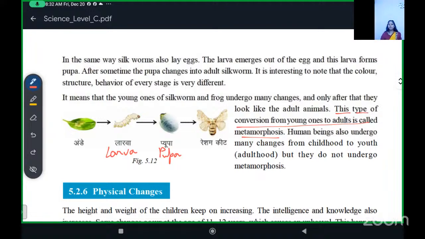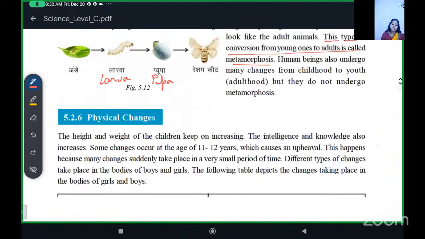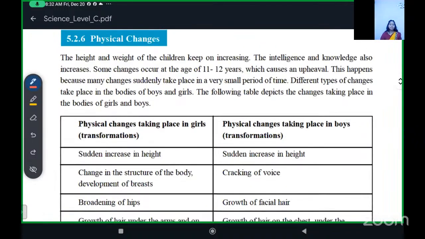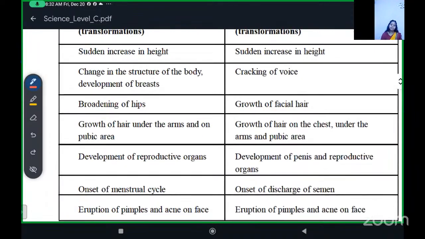But we don't have metamorphosis, but yes, changes do take place in us as well. There are different changes such as height and weight, then changes in IQ, intelligence and knowledge. And some physical changes take place in both men and women. Both have a sudden increase in height.